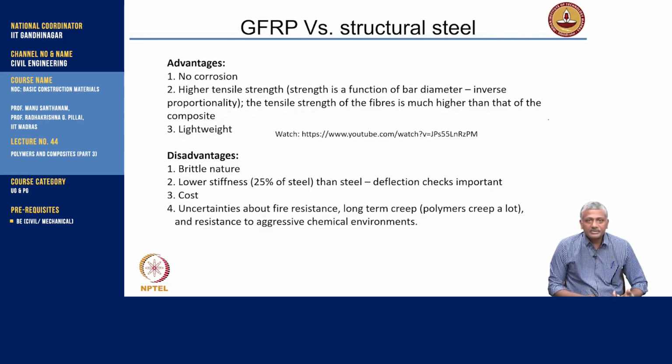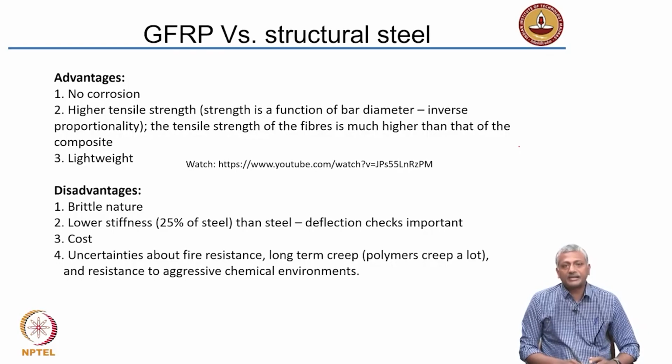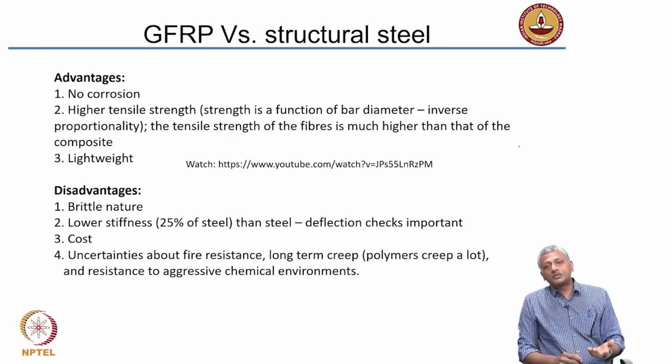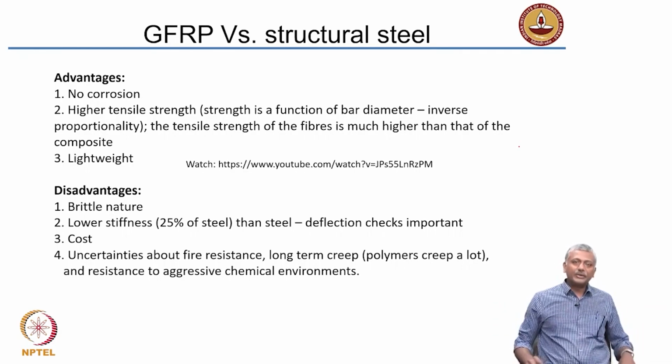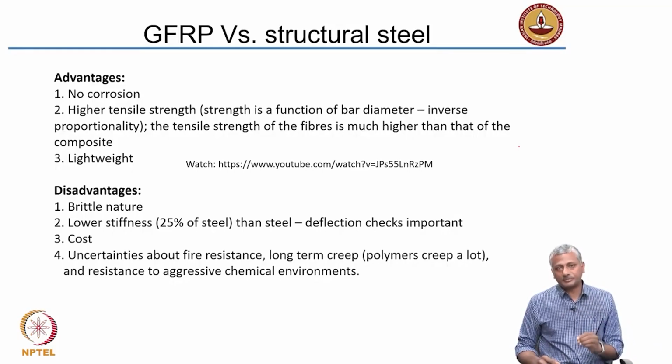The glass fibers themselves are extremely strong, and the tensile strength of the fibers is generally much higher than that of the composite, okay. Lightweight, the glass fiber reinforced plastic is much more lightweight as compared to steel. You are talking about densities of GFRP which are in the range of 2.5 to 2.7. Steel has a density of nearly 8. So, for the same size of bar, you can imagine that it is much easier to lift a GFRP bar as compared to a steel bar. Okay, so, you have a very high strength to weight ratio in the case of GFRP.